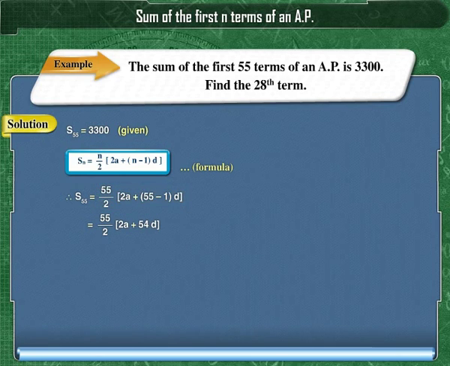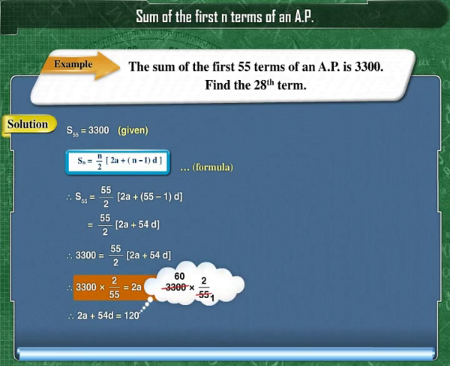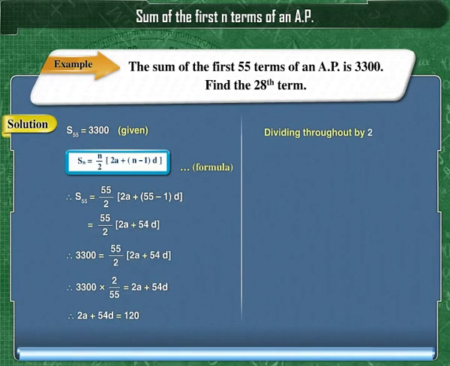Substituting the given value of S55, we get 3,300 is 55 upon 2 into 2a plus 54d. Therefore, 3,300 into 2 upon 55 is equal to 2a plus 54d. On simplifying, we get 2a plus 54d is 120. Dividing throughout by 2, we get a plus 27d is 60.